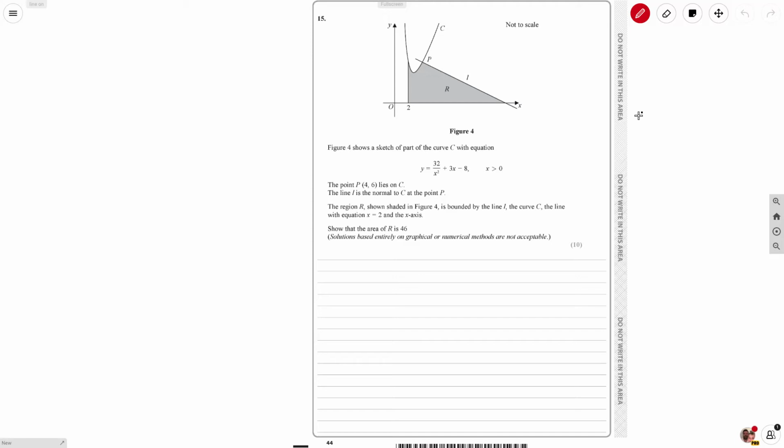Question 15 of the May 2018 AS Paper 1, Edexcel. So last question now, and we're on to an area under a curve question, so integration question.